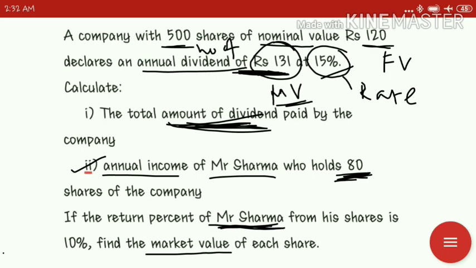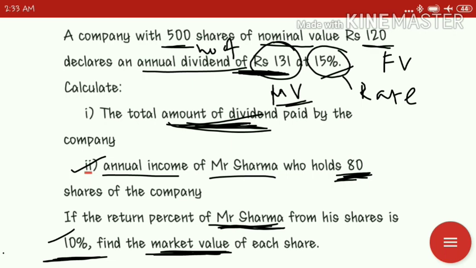Now here, if the return percent of Mr. Sharma is 10%, given as a percent, you need to find the market value. How to find the market value? That particular thing I have already explained in my previous video, where I explained 10 to 12 sums altogether in one video. In a particular sum I have shown you, if the rate of return is given, how to find the market value from there. You can go through the video and easily find the solution there.